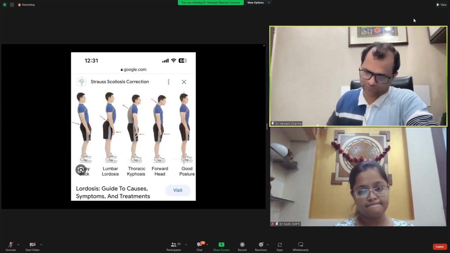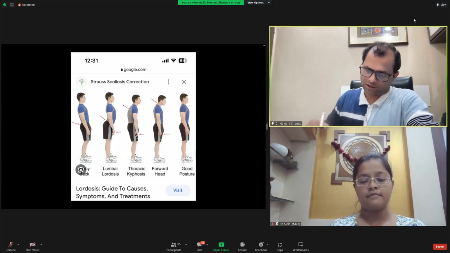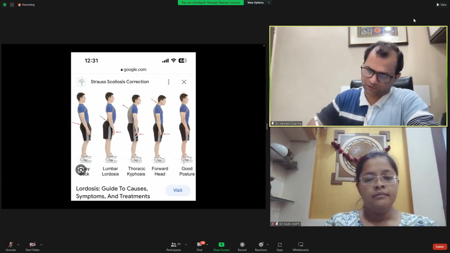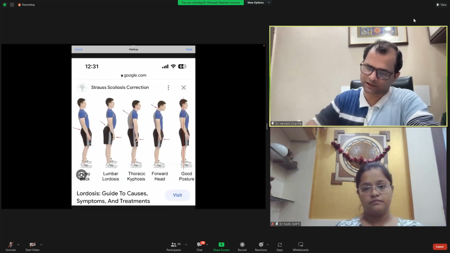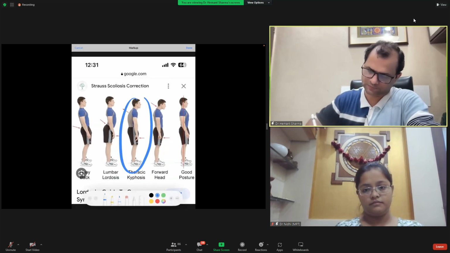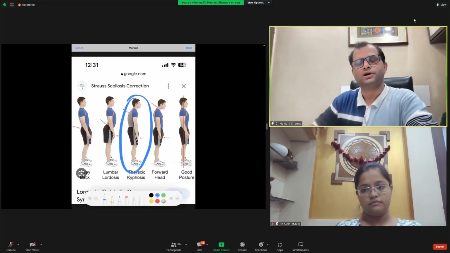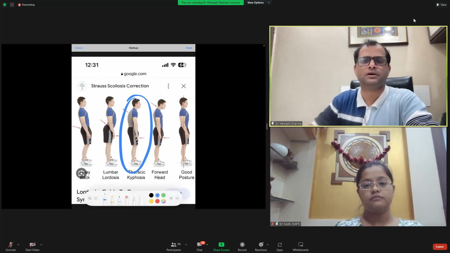So we can see here, this person is bending front. This person is bending front, right? The middle person. We have seen many old persons. With the age, they keep on bending forward and forward and forward.